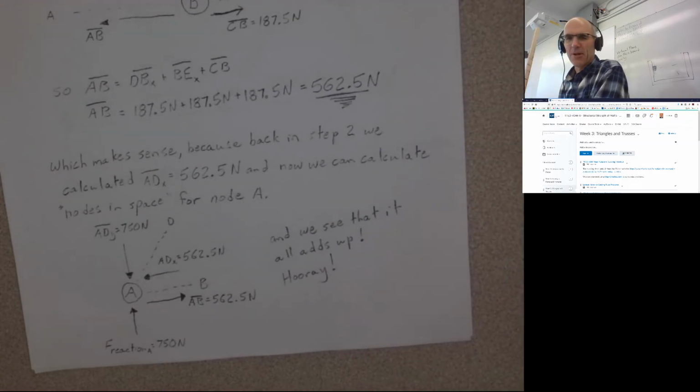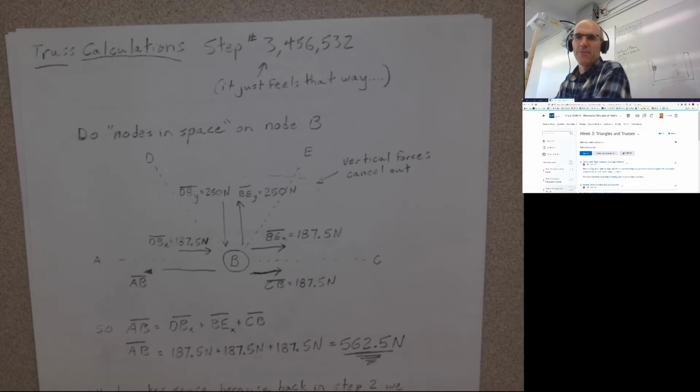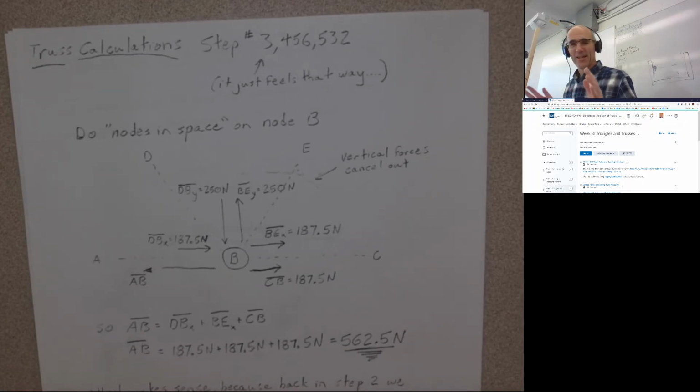All right, so let's move on. We are now up to truss calculation step number 3,456,500 and, yes. Okay, well, like I say, after you've done this a few times, it starts to become really automatic, pretty simple, and you just go through and it all makes sense.